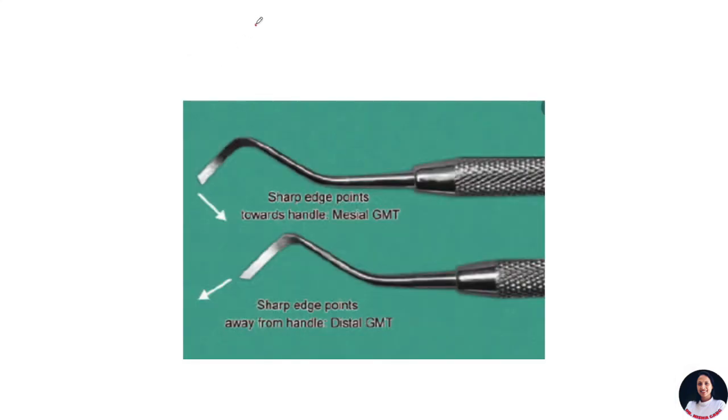As we always study in dentistry, anything which is closer to midline is mesial and anything which is away from midline is distal. For easy remembering, pointed tip towards the handle is mesial and away from the handle is distal. I hope it's clear to you now which is mesial and which is distal GMT.